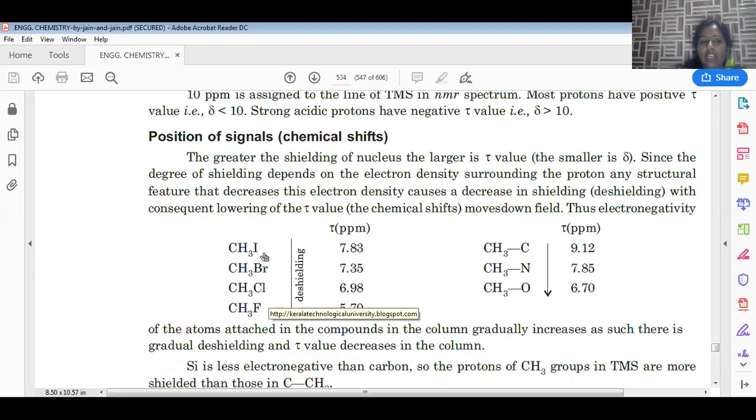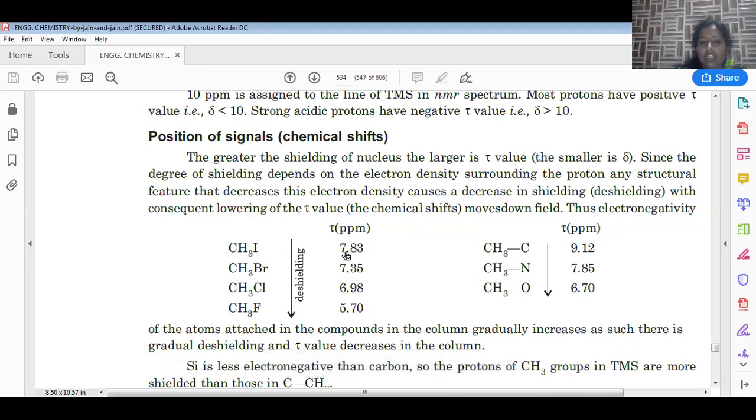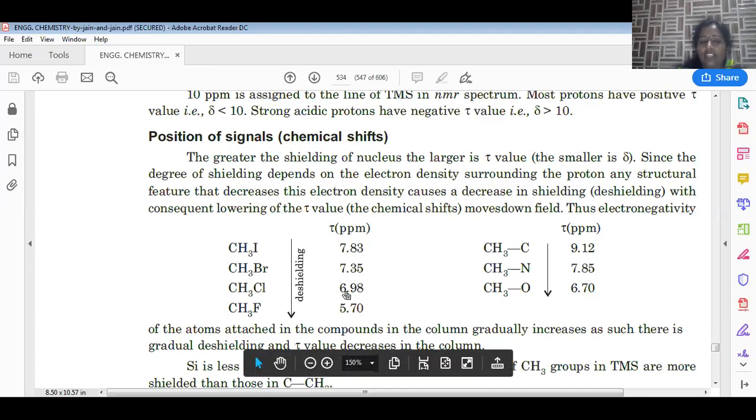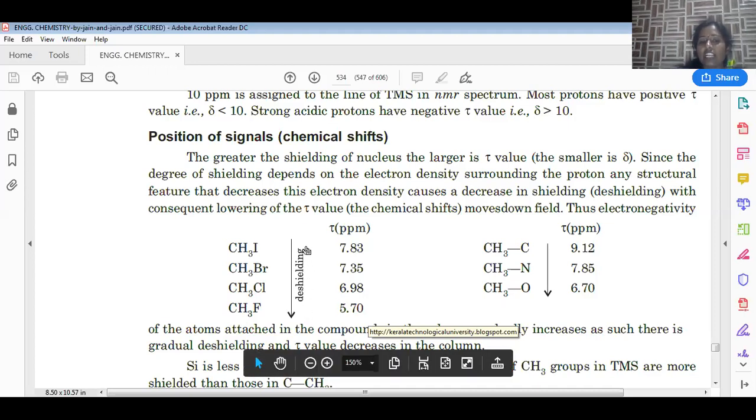We are taking methyl iodide, methyl bromide, methyl chloride, and methyl fluoride, where tau scale values we are going to measure here. Tau scale value for methyl iodide is 7.8, bromide is 7.3, chloride is 6.9, fluoro is 5.7. That clearly indicates that when electronegativity of this functional group increases, values are shifting towards downfield because they are experiencing deshielding effect. As the electronegativity increases, deshielding effect increases. When deshielding effect increases, values always move towards downfield.